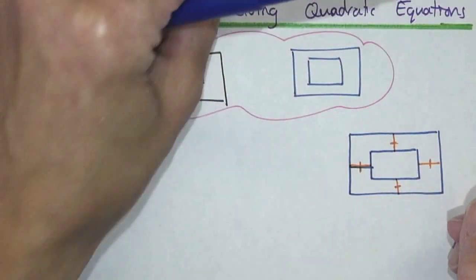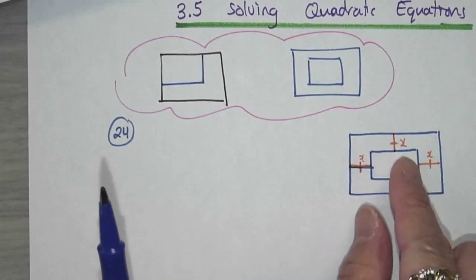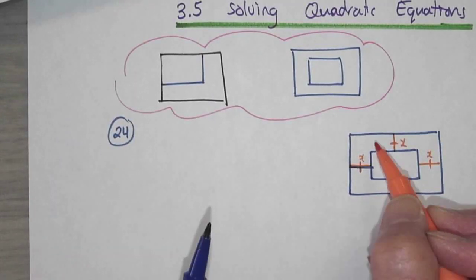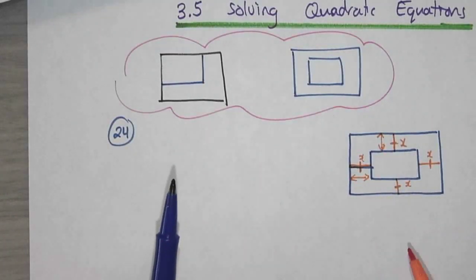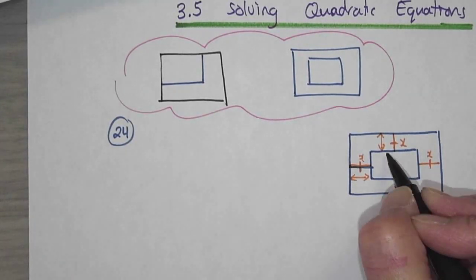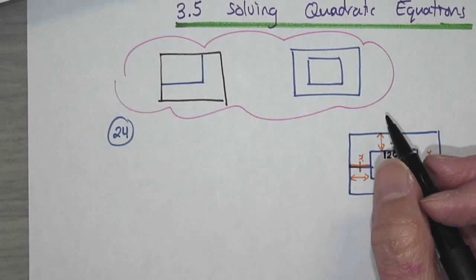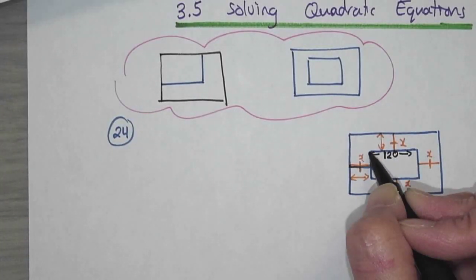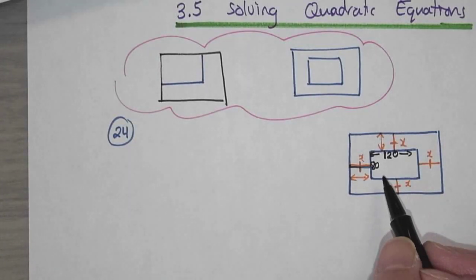That's what they mean by uniform. Uniform means this is x all the way around. So I'm cutting a strip of x all the way around, and it's going to be the same. From here to here to here, that distance is the same. That's what they mean by uniform width. The inside portion, they told us the factory is 120 by 80. So this part here is 120, and this side here is 80. Does that make sense?